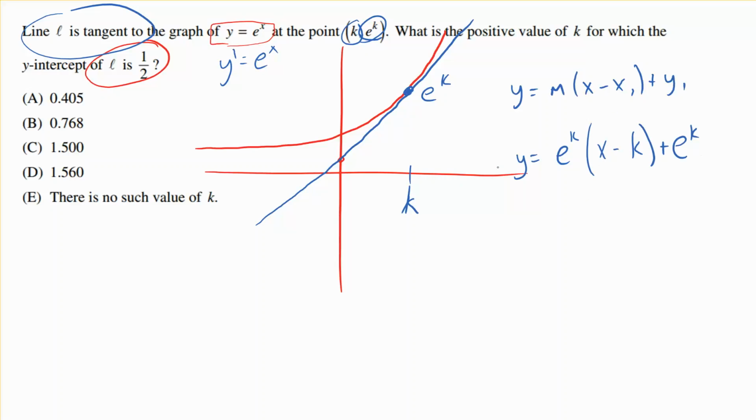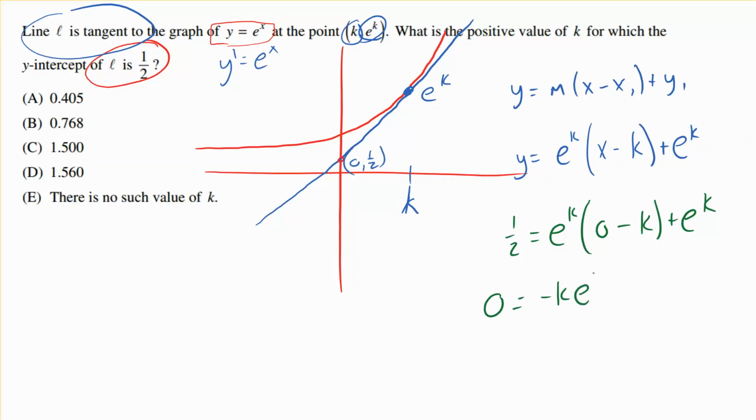So this is the tangent line equation, but I also know that it goes through the point 0 comma 1/2. So I can put that into my function for my y value and my x value, and I'll be all set. I can solve that with one variable then. I'd probably clean it up. 0 equals e to the k times negative k, so negative k e to the k plus e to the k minus 1/2. I'm going to put that in my graphing calculator.